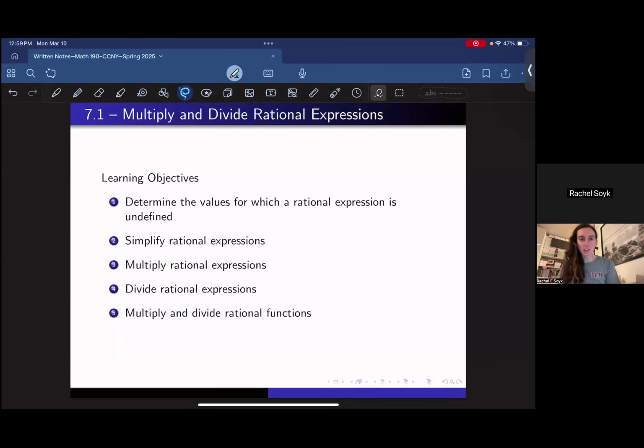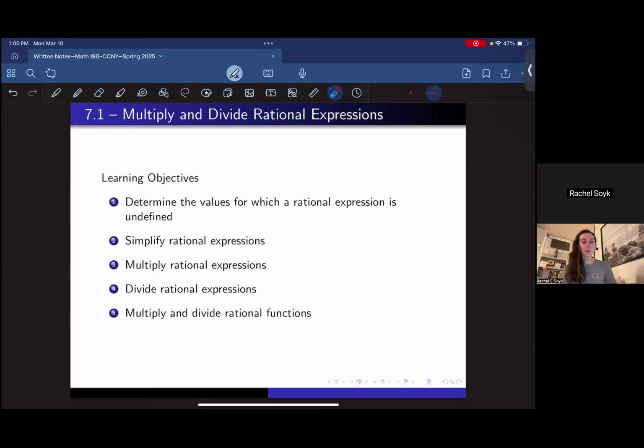Hi, everyone. Today we're going to be learning about section 7.1, which is being able to multiply and divide rational expressions. So, our learning objectives for this section are the following. We're going to be able to determine the values for which a rational expression is undefined, aka when your denominator is zero when dealing with fractions. Our second objective is being able to simplify rational expressions. Our third and fourth are being able to both multiply and divide rational expressions.